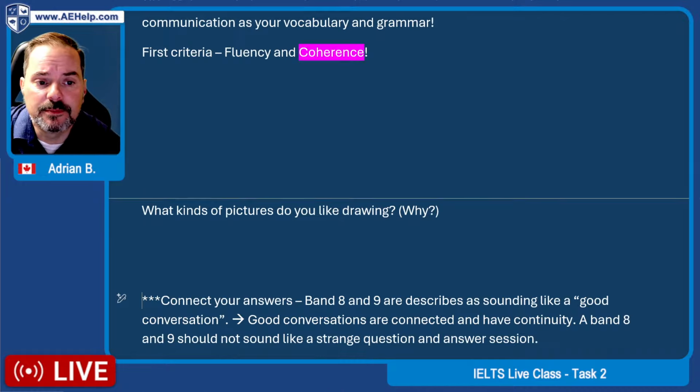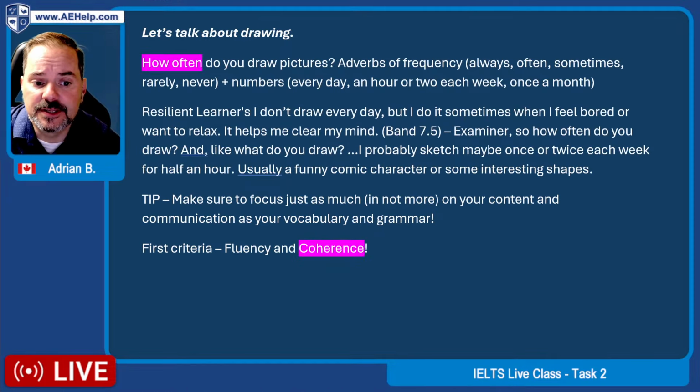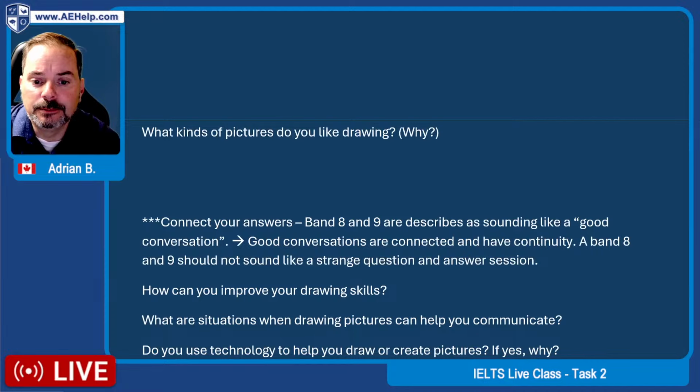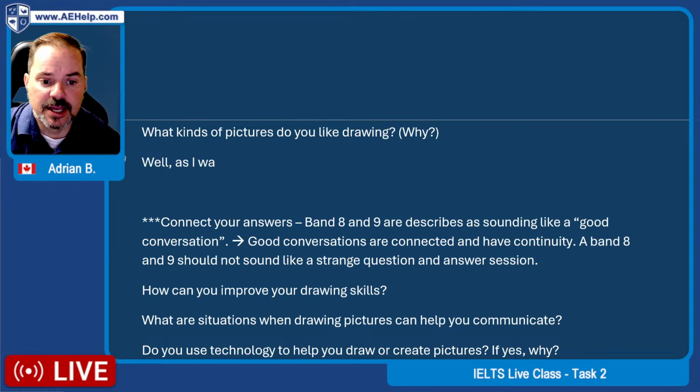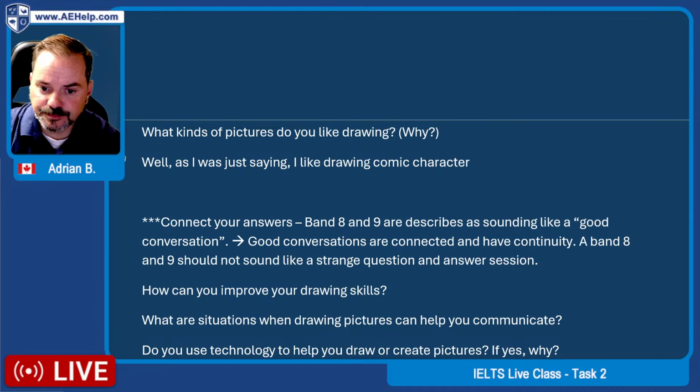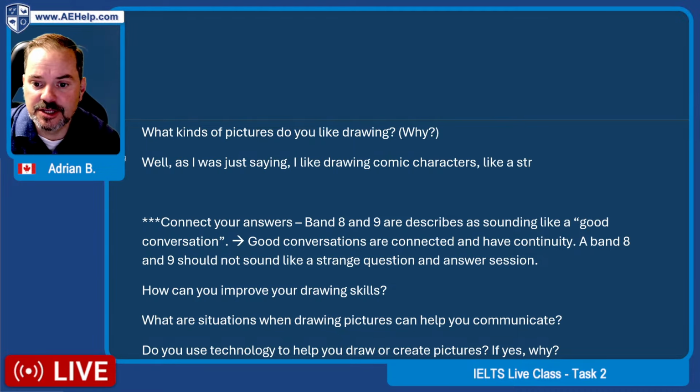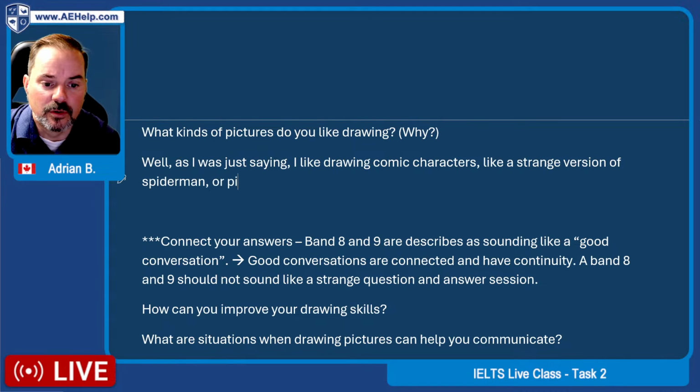Okay, let me show you what I mean by that. So see how here, and this is exactly why you want good detail in your answers. So when I corrected Resilient Learner, I included this piece, usually a funny comic character or some interesting shapes. So here, I would say, well, as I was just saying, I like drawing comic characters, like a strange version of Spider-Man or Pikachu.